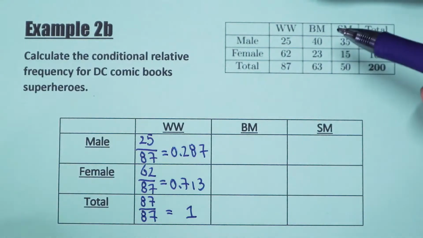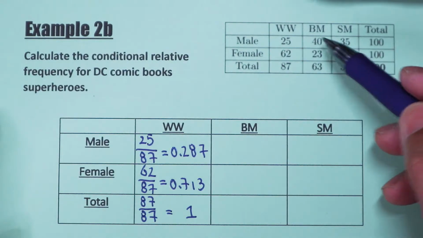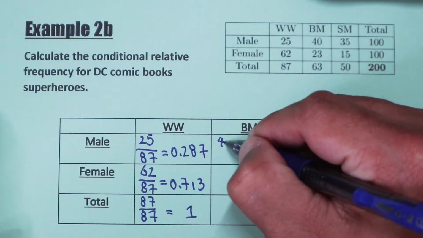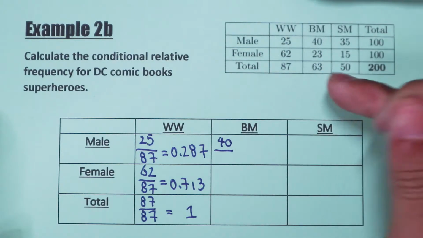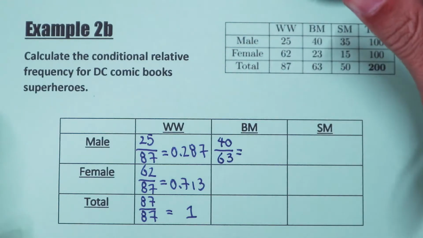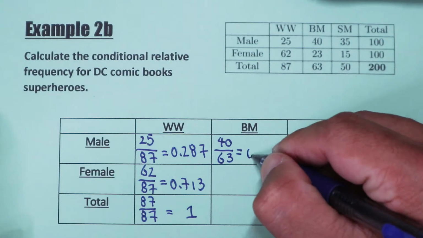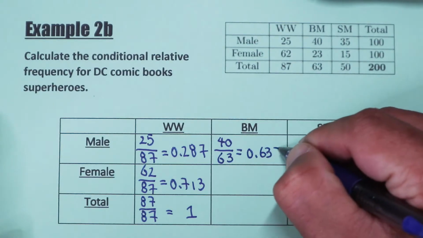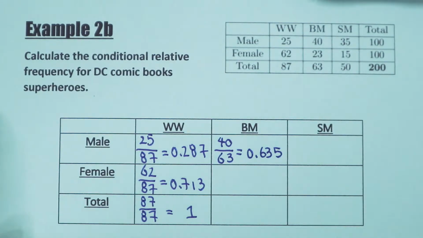Now let's move on to Batman. There are 40 people who are male, so you're going to have 40 divided by the number of people who likes Batman, which is 63. So 40 divided by 63, we're going to use a calculator, and you'll get 0.635 or 63.5% of the people who like Batman are males.